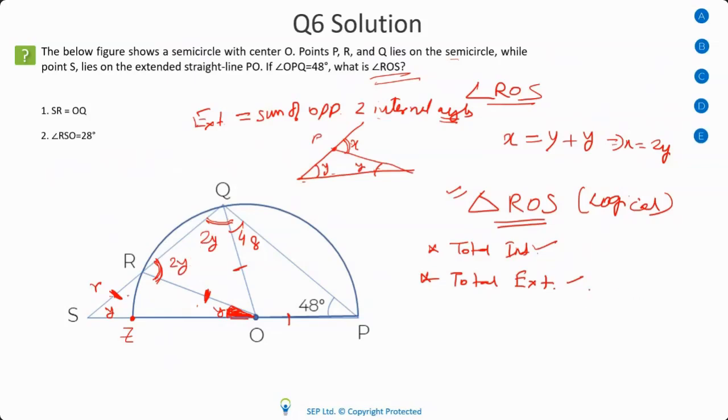Did you note it? I just used the external properties so far. Now you would say, okay, y, 2y. So what is the use of this? That's a good question. Look at the big triangle QSP.